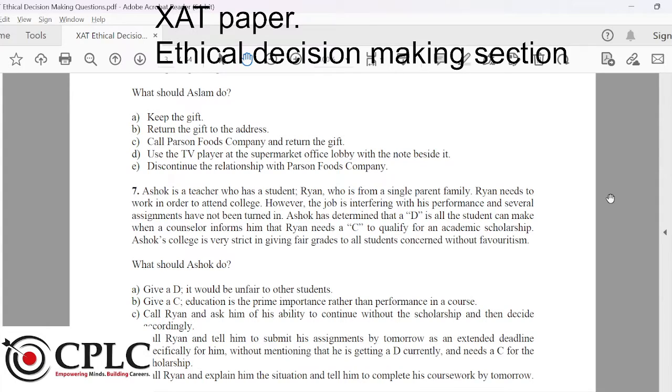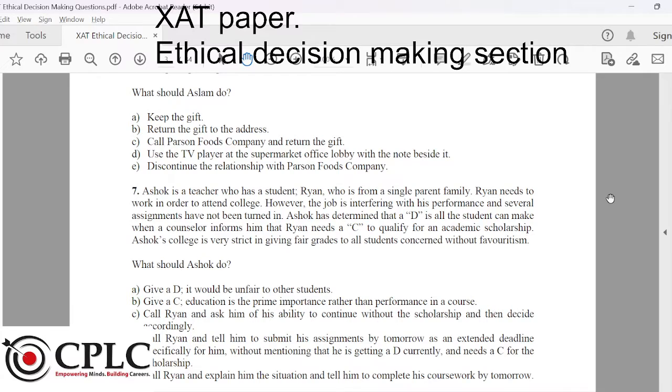However, the job is interfering with his performance and several assignments have not been turned in. Ashok has determined that a D is all the student can make when a counselor informs him that Ryan needs a C to qualify for an academic scholarship. Now, this scholarship is also important for Ryan because he's not financially strong, but Ashok knows as per his performance he deserves a D. Ashok's college is very strict in giving fair grades to all students, concerned with favoritism. So obviously Ashok should not give any grade to any favorite student. This is the college's policy.